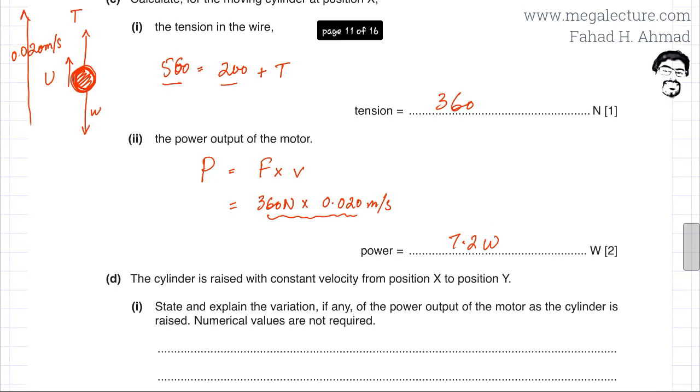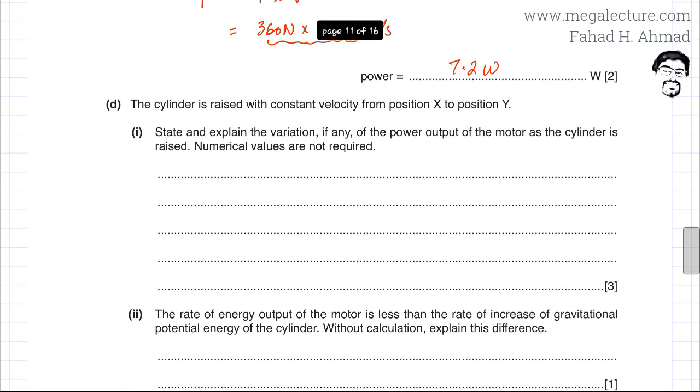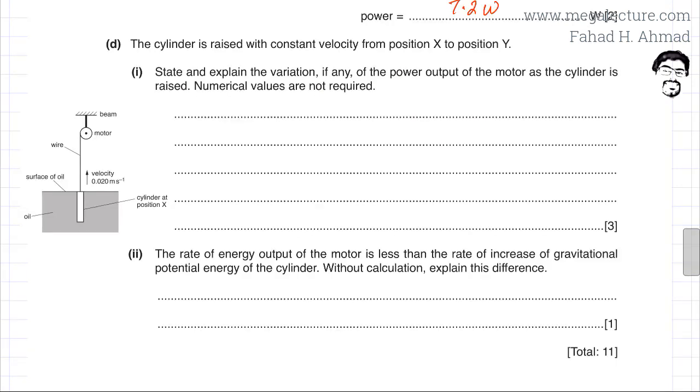Moving to the next part of the question. The question now is that the cylinder is raised with constant velocity from position X to position Y. State and explain the variation, if any, of the power output of the motor as the cylinder is raised. Numerical values are not required. So what happens as the cylinder is pulled out of the oil?